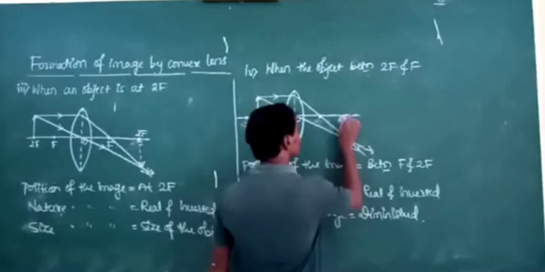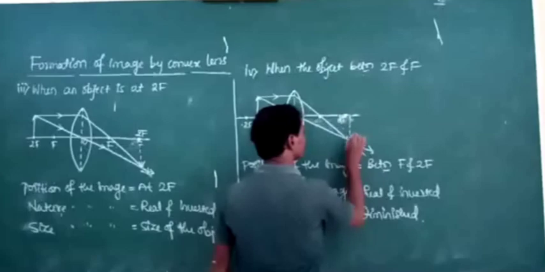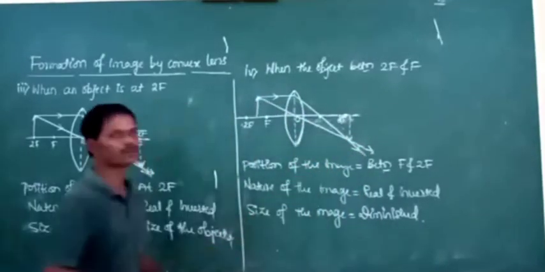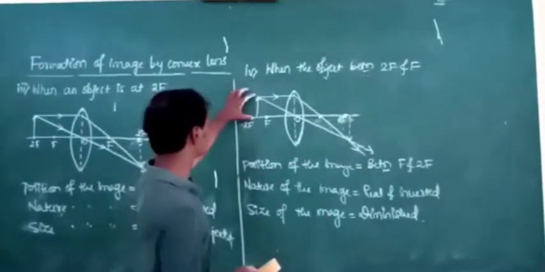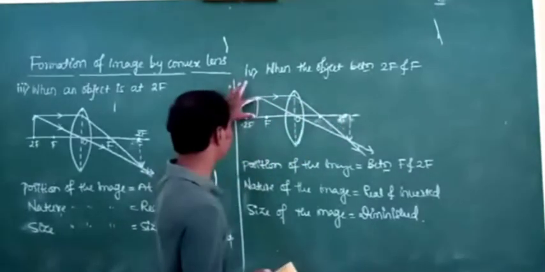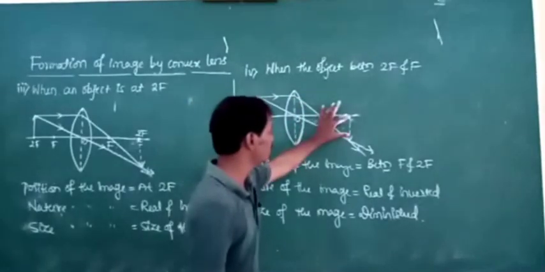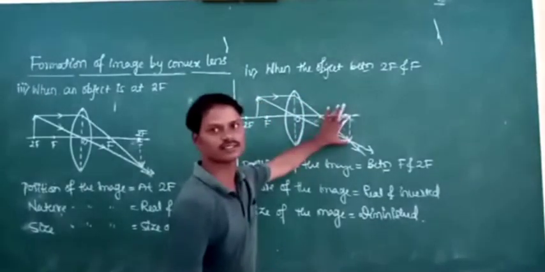This point is 2F. Where is its image found? Beyond 2F. So compared to the size of the object, the size of the image is large. See here, I will take this as the size of the object. Now this is the size of the image. It means the size of the image is enlarged.